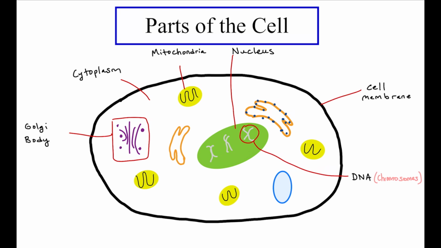And now if we look at the orange line on the left side of the screen, this is called the smooth endoplasmic reticulum, or ER for short. And this is responsible for making things like steroids in the cell, and it also helps protect us from harmful things. And on the right side, we see something pretty similar.